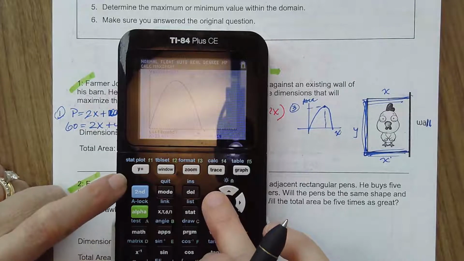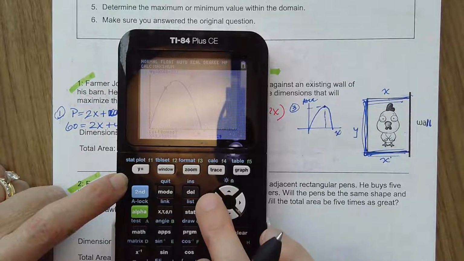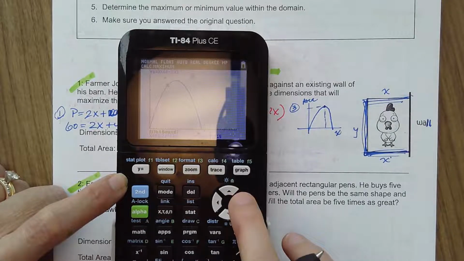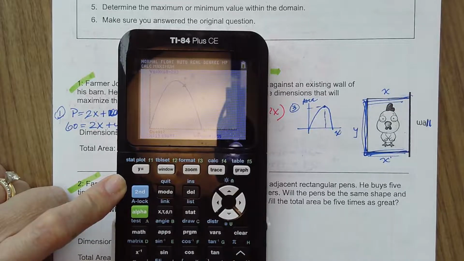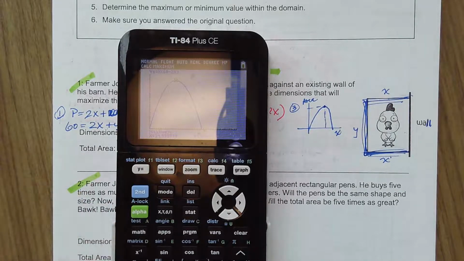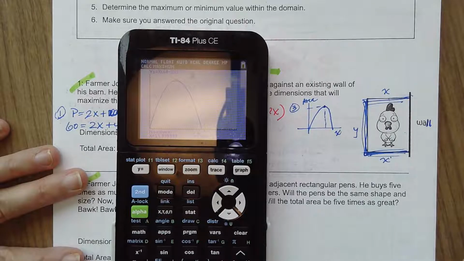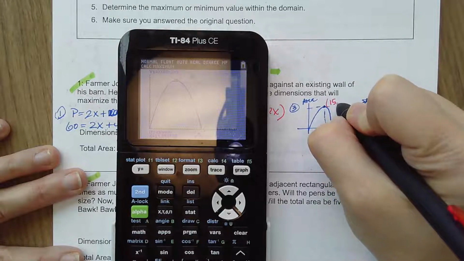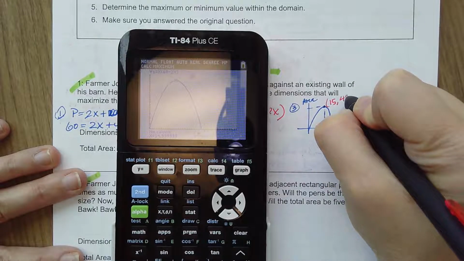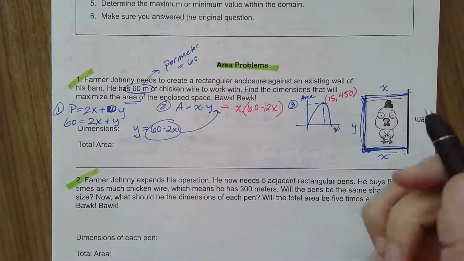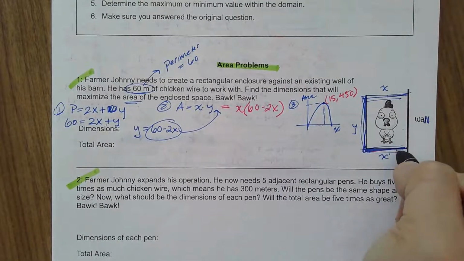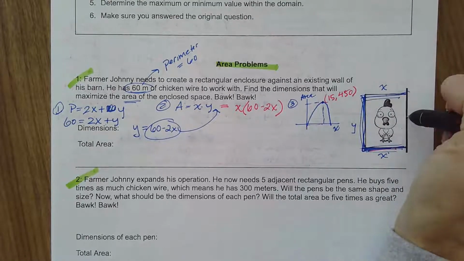And this is that whole left bound, right bound thing that we did in the last couple sections. So we're going to go to the left of it, arrow over to the right. Remember, use your left and right arrow keys. Hit enter again. I get a maximum of, I'm going to round to 450. Okay. So what does this mean? It means when x, or my length, is 15, my area is 450.